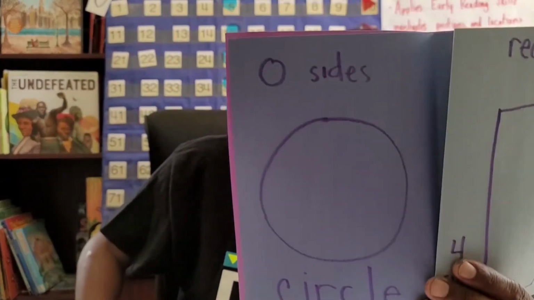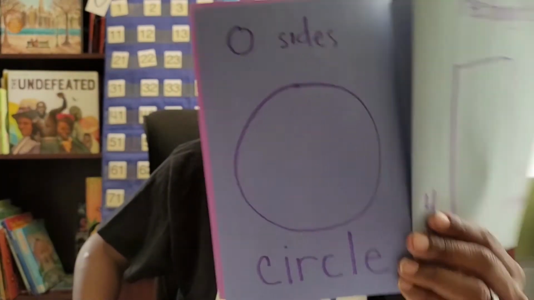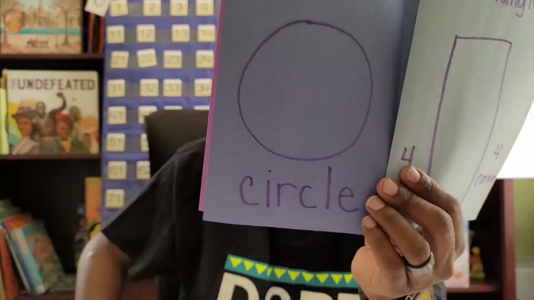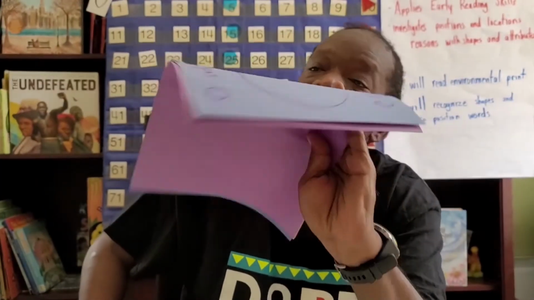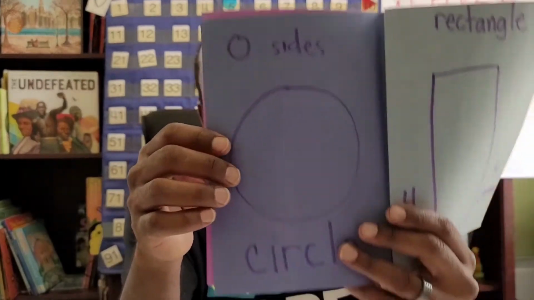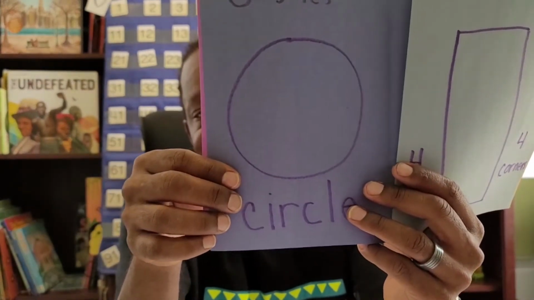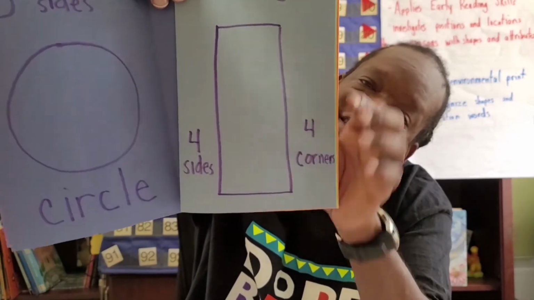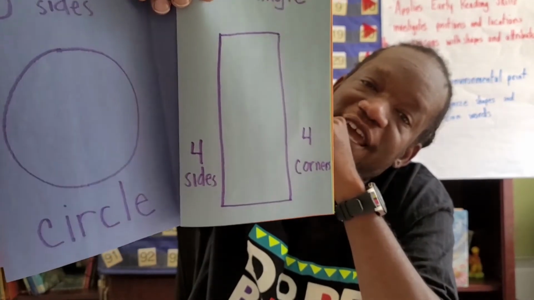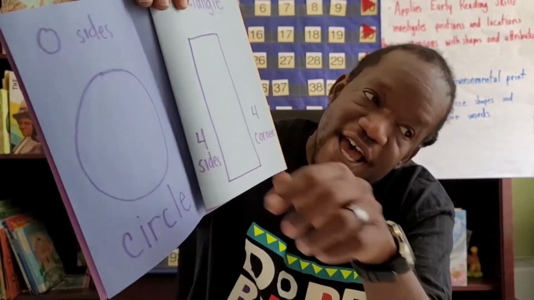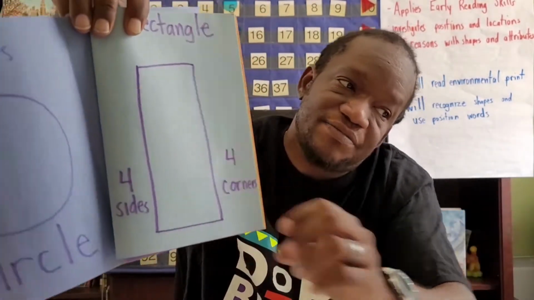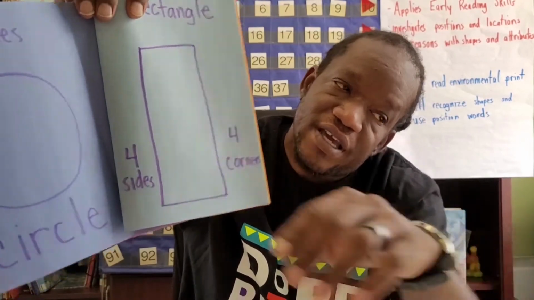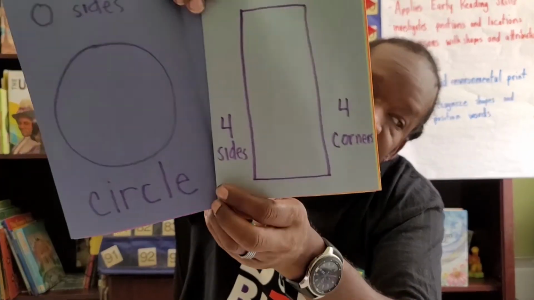All right, let's look at another one. We already did this one. What is this one called? Yes, a circle, and it says 0 sides. Right. And on my page right here, we went over this one already. What is this? A rectangle. You see my rectangle with 2 short sides and 2 long sides? And 4 corners.